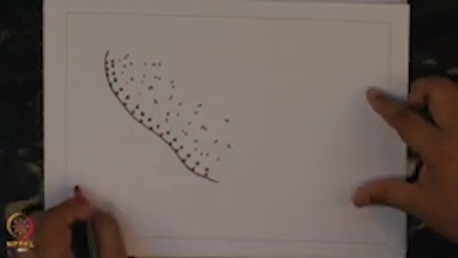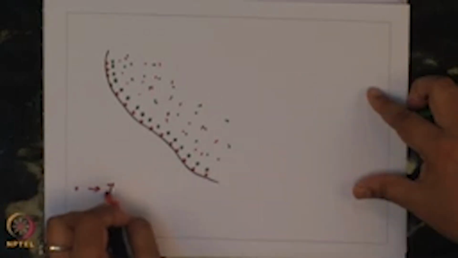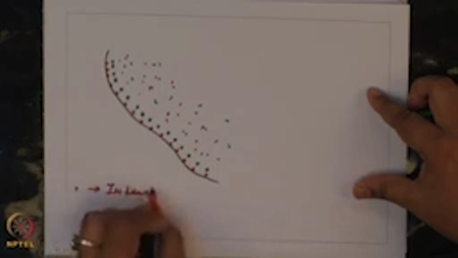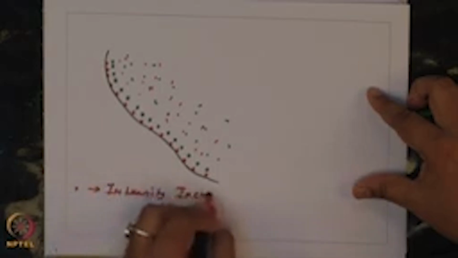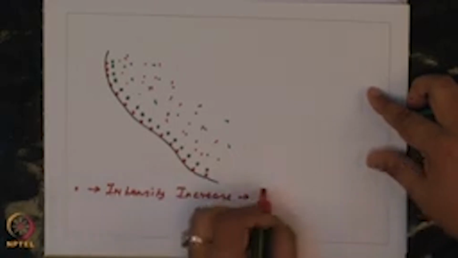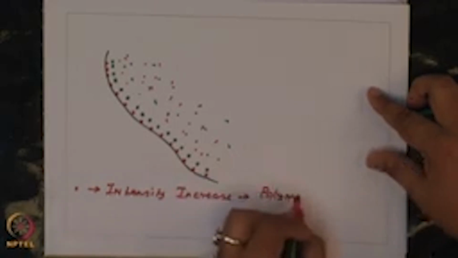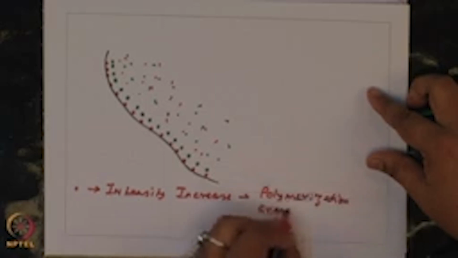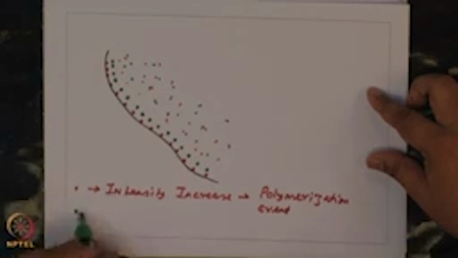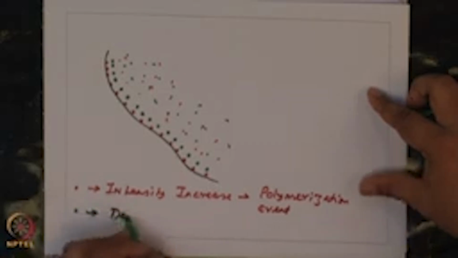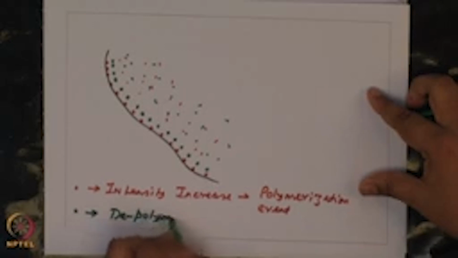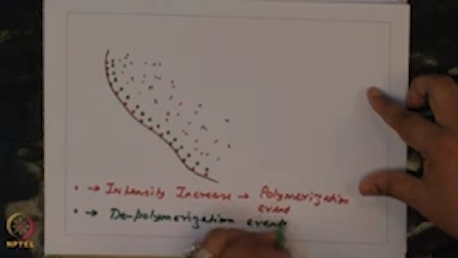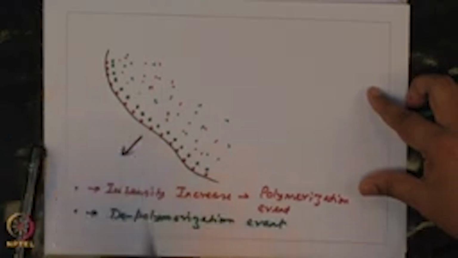Once again, what I have done is, red corresponds to intensity increase. In other words, it signifies a polymerization event. And green corresponds to a depolymerization event. So, once again, this is the direction in which the cells are moving.